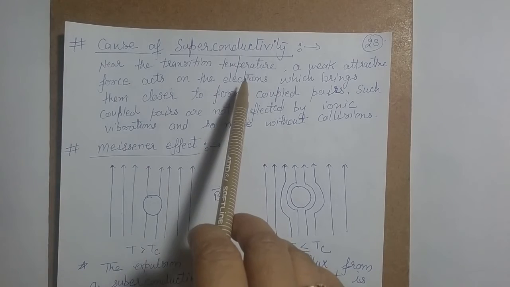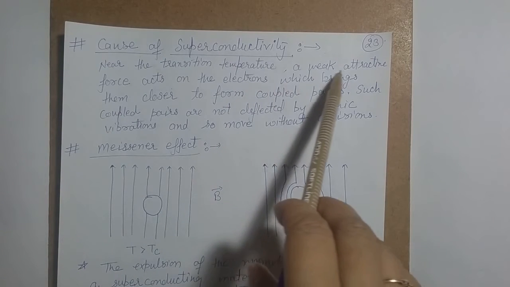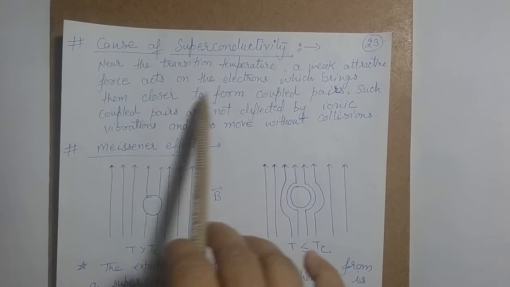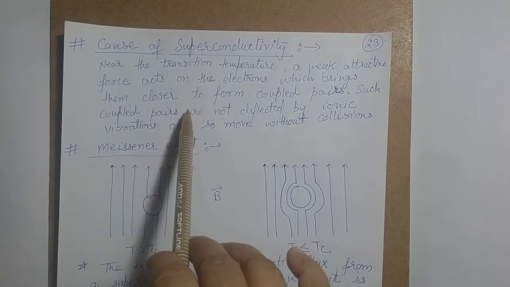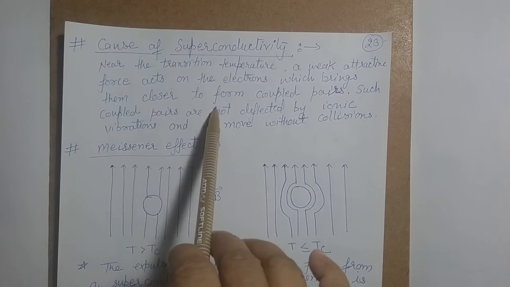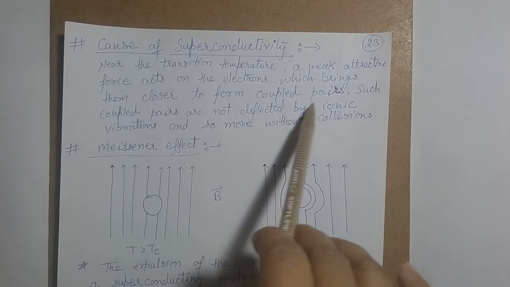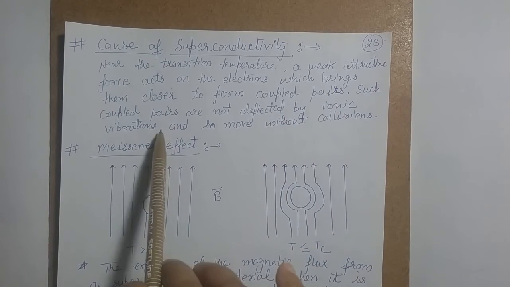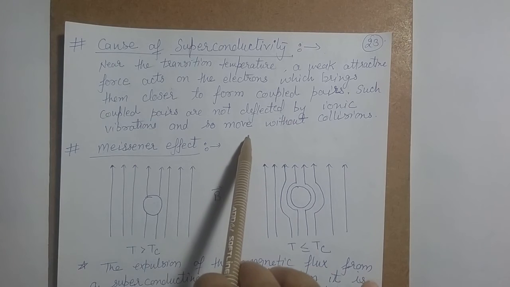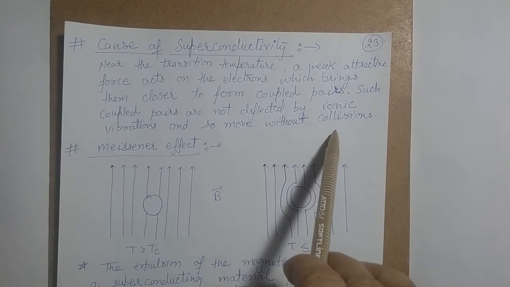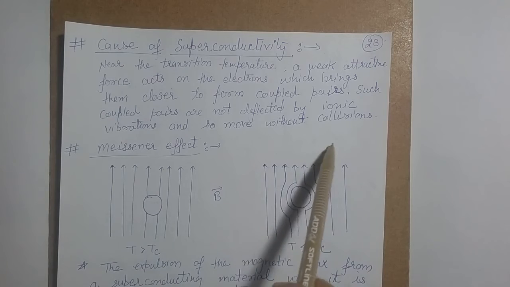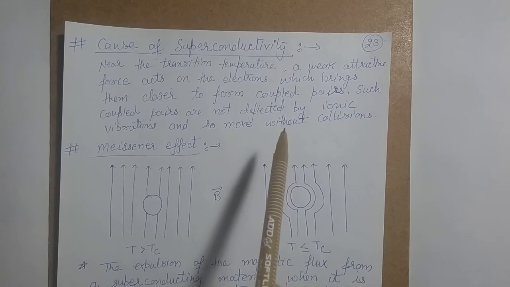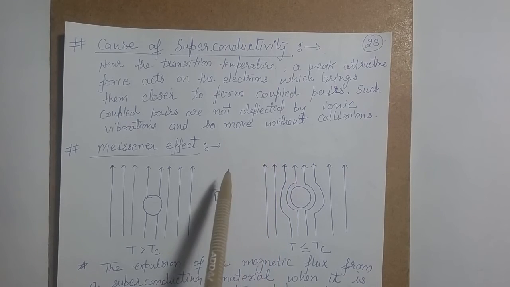Near the transition temperature, that is the critical temperature, there is a weak attractive force between the electrons, and that weak electric force brings these electrons closer to each other to form the coupled pair. So they form the pair, and such coupled pairs are not deflected by the ionic vibrations, and they move without any collision. So if there is no collision between the particles, there is no resistivity for the flow of current.